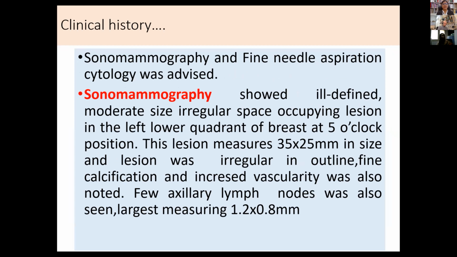Sonography and fine needle aspiration cytology were advised, and the sonomammography showed an ill-defined, moderate size, irregular space-occupying lesion in the left lower outer quadrant of the breast at the 5 o'clock position. The lesion measured 35 by 25 mm, irregular in outline with fine calcifications, and increased vascularity was also noted. Few axillary lymph nodes were also seen, and the largest lymph node was 1.2 by 0.8 in size.